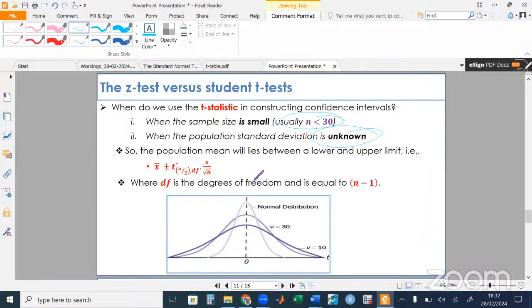Degrees of freedom is basically the number of observations. But it is the number of observations that is left after performing a certain operation, after working with the data maybe for the first time. For example, generating the first moment, which is the mean.